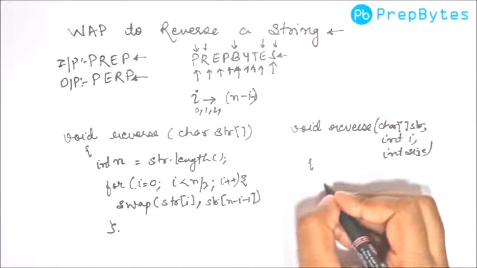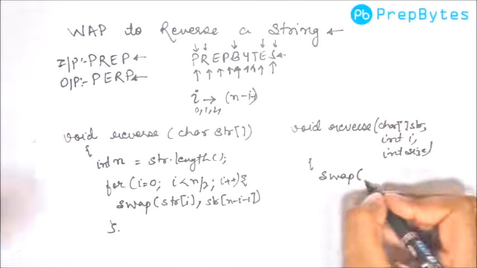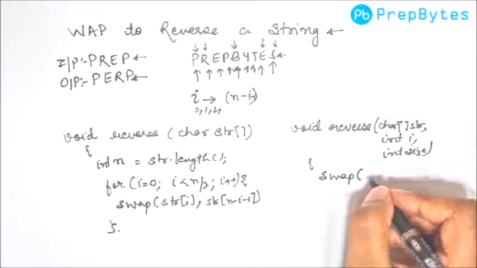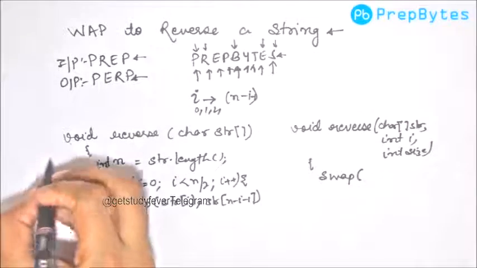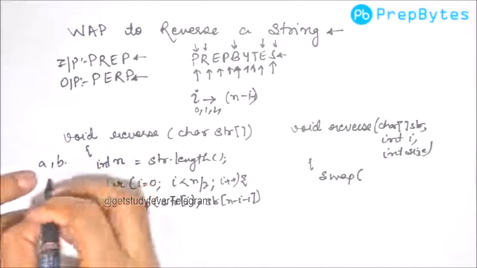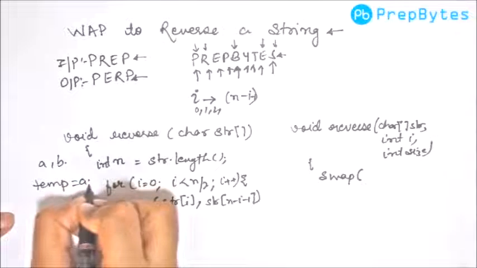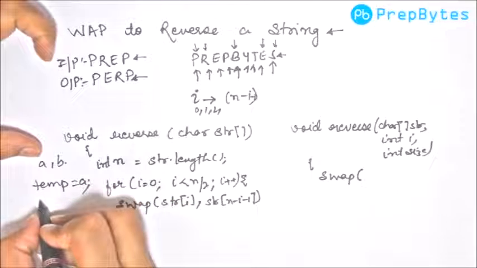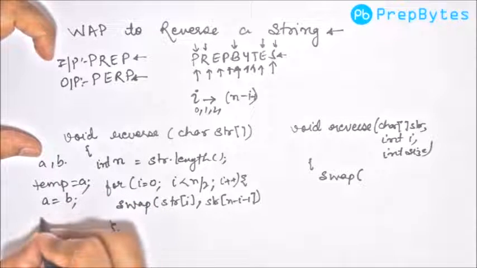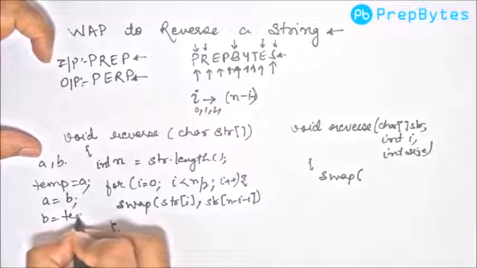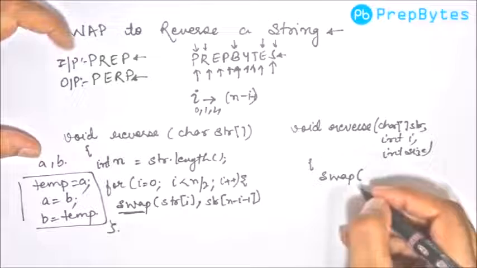I'm just writing this as swap. This is the code for exchanging two elements. In general, if you want to swap two elements, the code goes like this. Suppose you want to swap A and B, then we store the value of A in temp, so temp equals A, and then we assign the value of B to A, so A equals B, and then we do B equals temp. So this is how we swap two elements. This is what swap is all about.